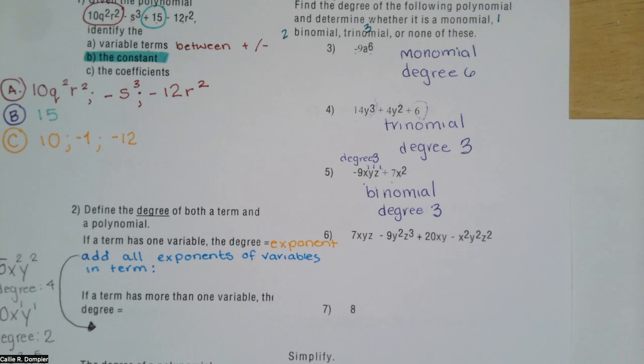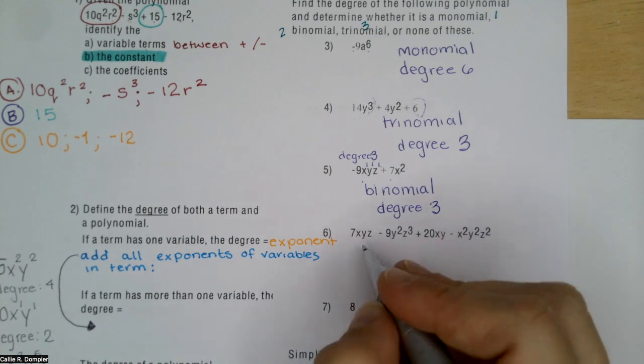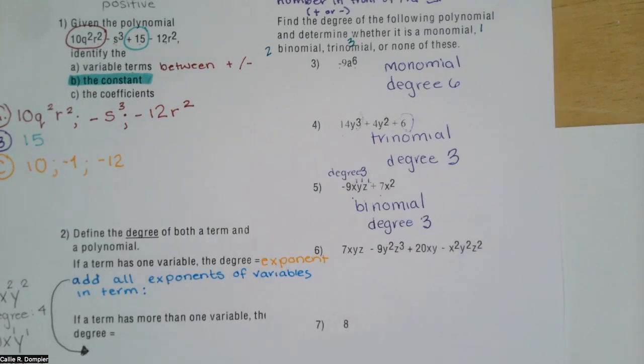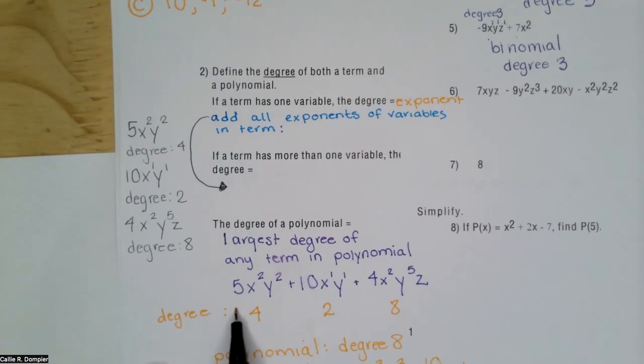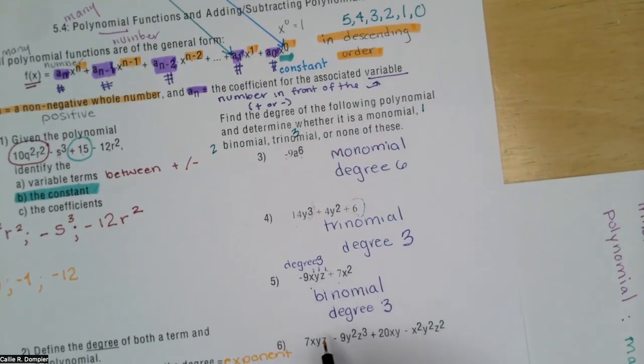Ooh, number 6 is a big one. 7xyz minus 9y squared z cubed plus 20xy minus x squared y squared z squared. Good. Let's find the degree of each term, okay? Just like we did here. We said that this was degree 4, this is degree 2, and this is degree 8. Yeah, let's do that here because it's a bigger one.